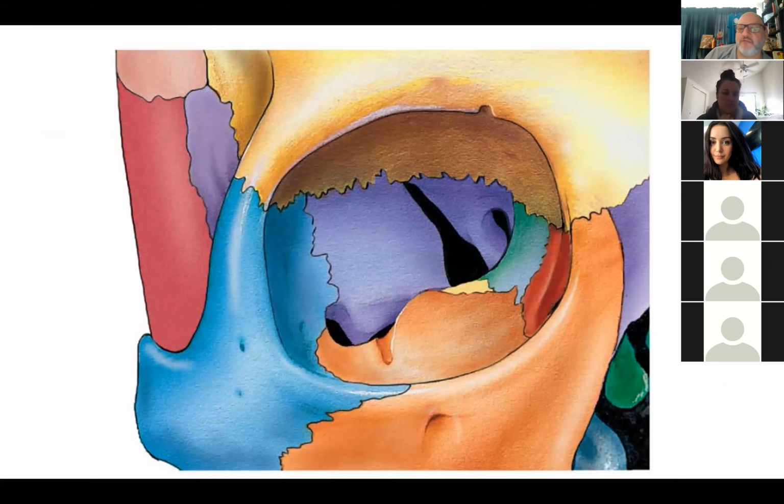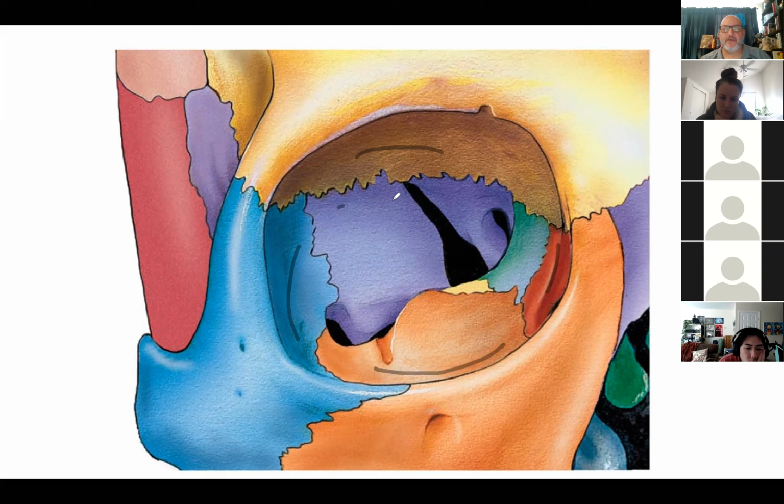Notice this great picture from your textbook. This picture from your textbook shows you really, really nicely all of the bones. So we have the zygomatic, the frontal, the lacrimal, the maxillary, the sphenoid, the ethmoid, and that teeny little bit at the top of the palatine. 7 bones that make up the orbit of the eye.